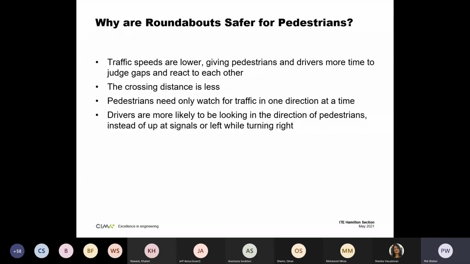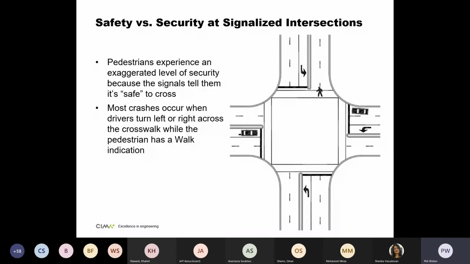Here's your typical signalized intersection, right? The terminology is, you push the button, you get the pedestrian signal. And I hear people say this all the time: I push the signal and it's safe to cross. Well, actually, the proper term should be it's your turn to cross, right? Because often drivers turn across the pedestrian crosswalk, and this is where pedestrians get hit. It's when they have their walk signal and it's their turn to cross.